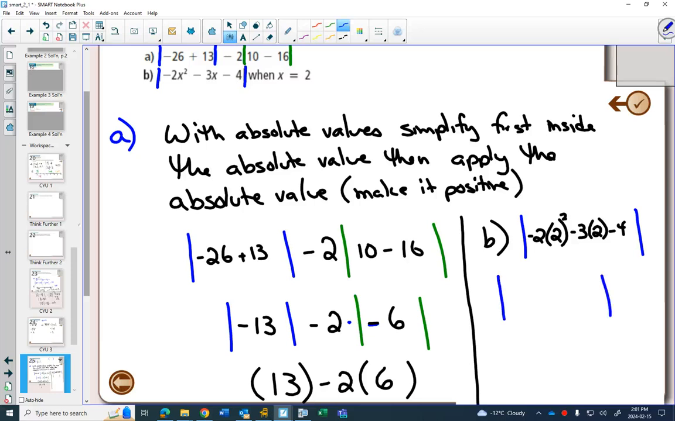And we have to simplify this completely before we do the absolute value. So 2 squared is 4 times -2, -8. -3 times 2, negative 6, subtract 4. That's going to be negative 10 minus 8, negative 18. Once I've simplified and get a single number, this is where I can now say this is equal to positive 18.